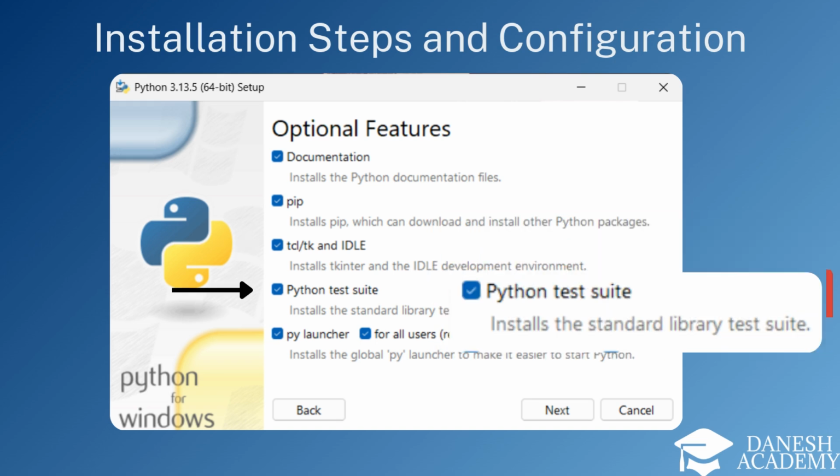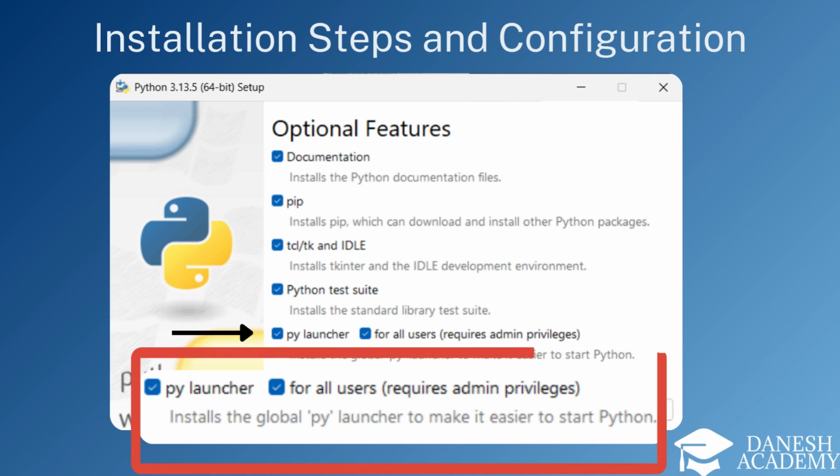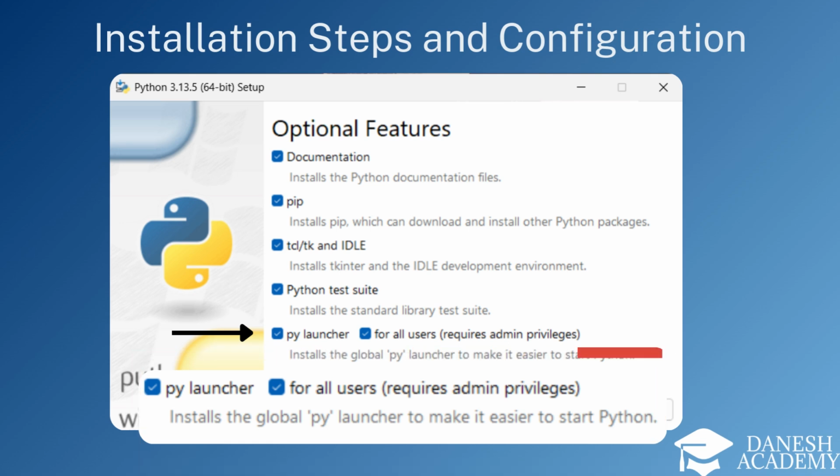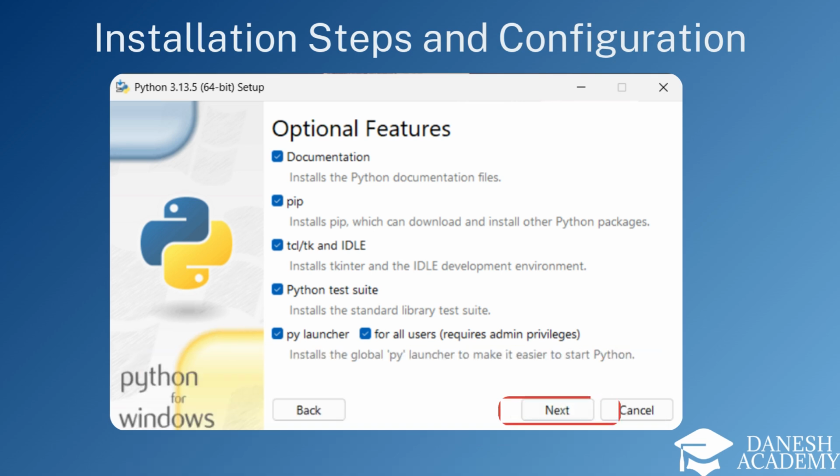Python Test Suite. This includes the standard library test suite, useful if you're into testing your code. Py Launcher, and for all users, requires admin privileges. This installs a global Py launcher to start Python more conveniently. Check for all users if you have admin rights to make it accessible to everyone. Make sure to select the features you need, then hit Next to proceed with the installation. Stay tuned for the next steps.